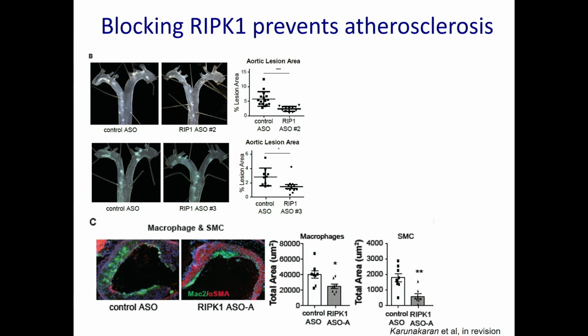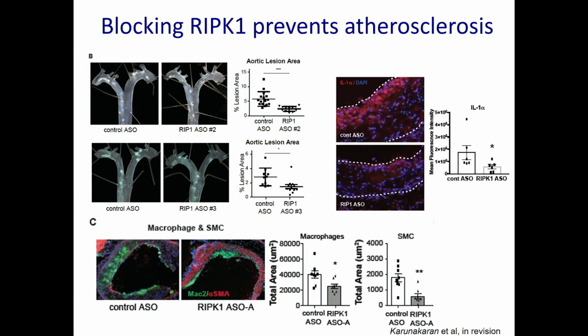You can tell here, these white chunky parts are all the lesions in a mouse aorta. And you can tell, again visually, that these are much reduced when you inhibit that first step of this signaling pathway. And there are fewer macrophages. The lesions are less inflamed. And if you look at one of the inflammatory mediators, IL-1 alpha, a really potent pro-inflammatory protein, in the lesions of these mice, there's much, much less IL-1 alpha in the lesions of the RIP1 inhibited mice.